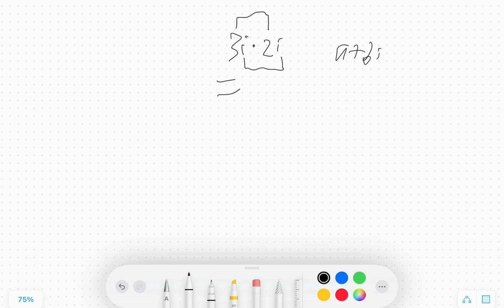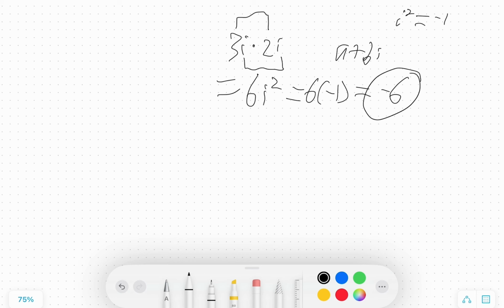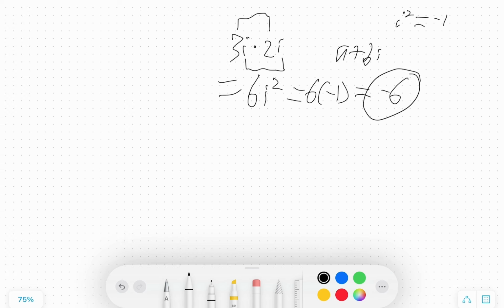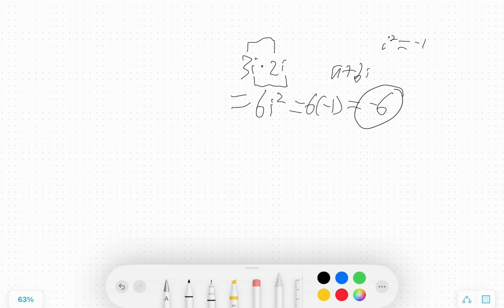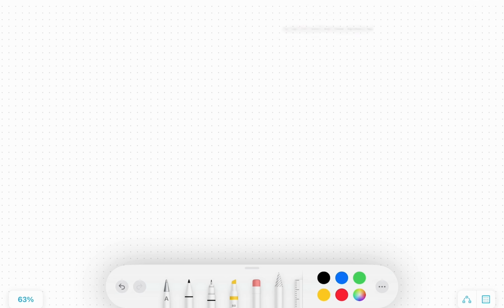So 3 times 2 is 6. i times i is i to the 1 plus 1, which is i squared. From your notes earlier, we know i squared equals negative 1. So this equals 6 times negative 1, which equals negative 6. That's the answer. So these first couple problems should not be too tricky.